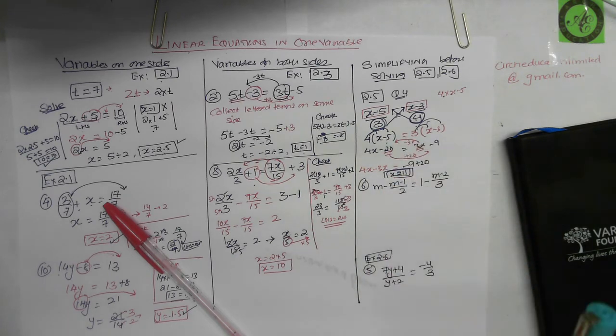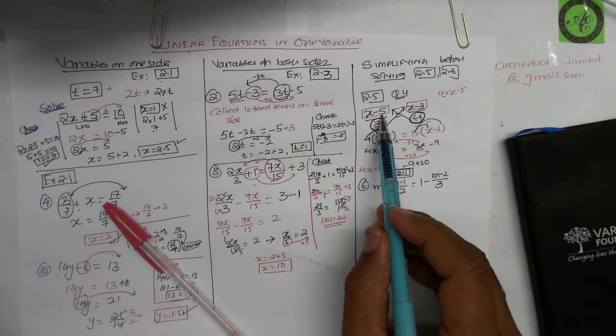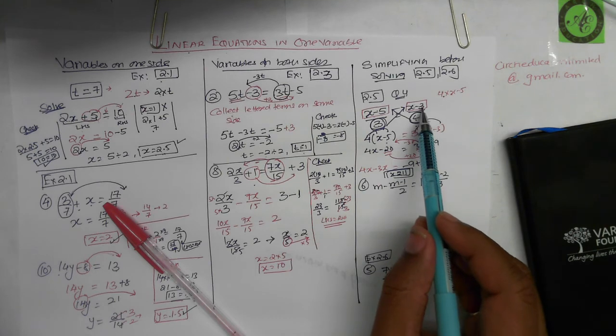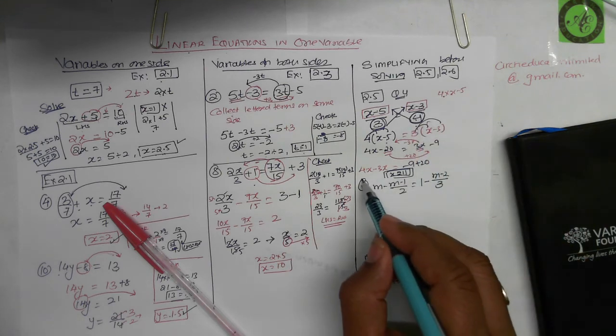And you can check if you want. 11 take away 5 is 6, 6 divided by 3 is 2. 11 take away 3 is 8, 8 divided by 4 is 2. So you get the answer right.